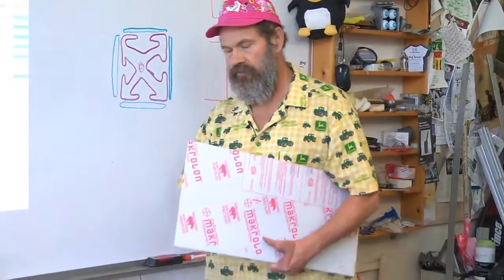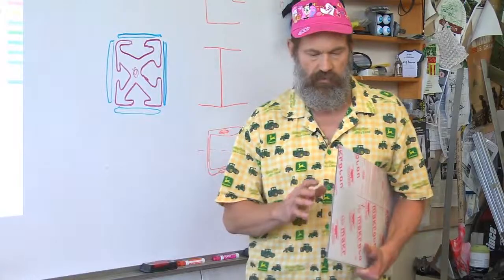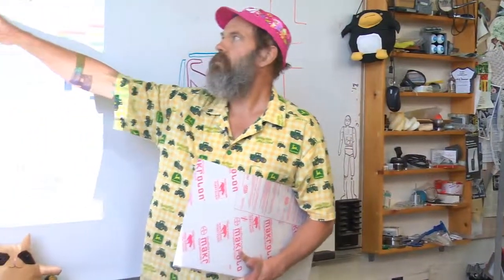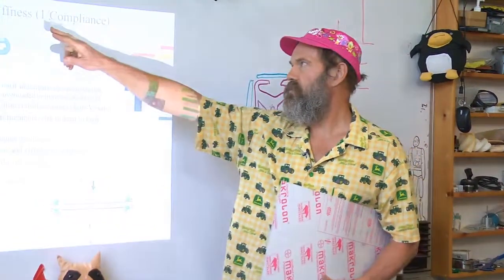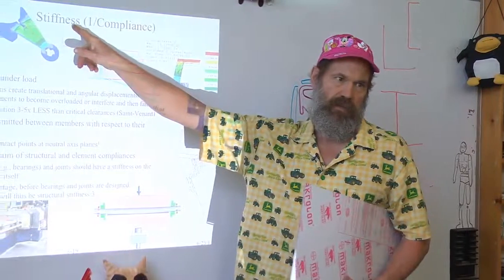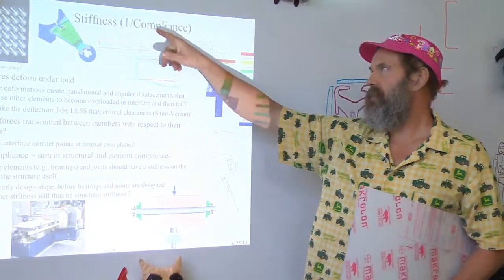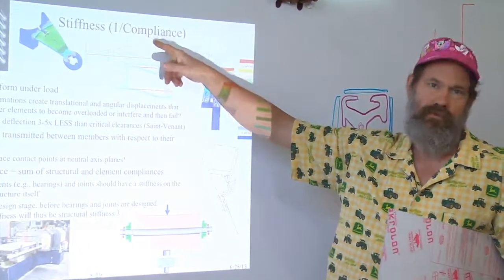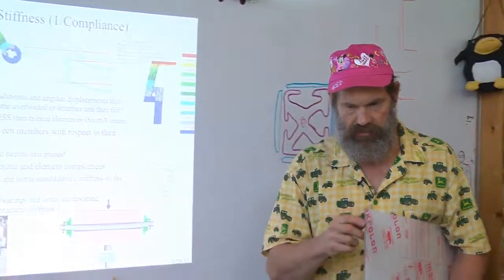Now, let's explore some of the things you can do with shapes for achieving either stiffness or compliance. And remember, stiffness is 1 over compliance. Stiffness is given as, for example, newtons per meter, and compliance is given as meters per newton. Here is a sheet of plastic, it's just normal plexiglass, very, very compliant.